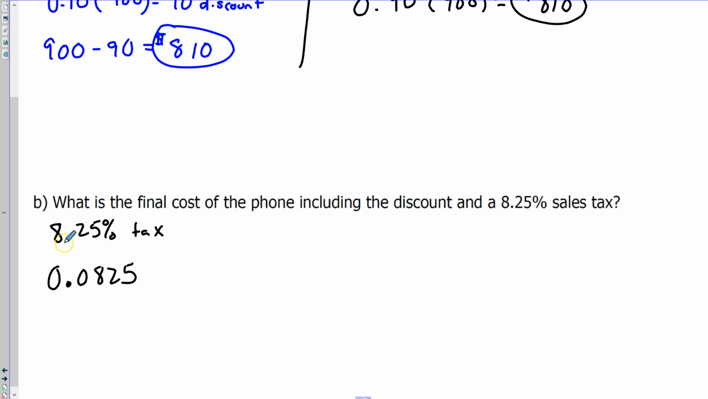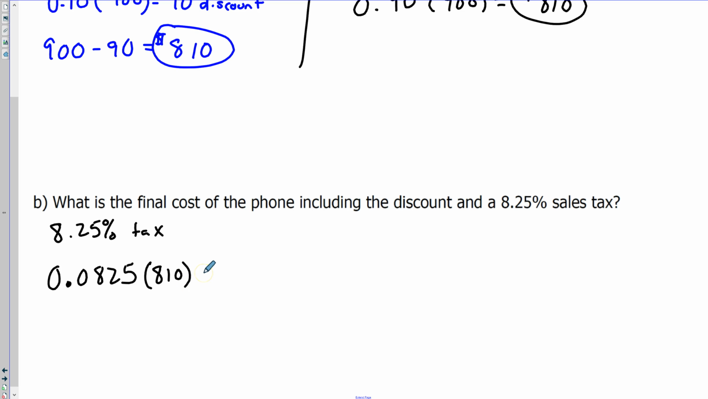If you weren't sure how you got that, again, just take your percentage number and divide by 100. So 8.25 divided by 100 gets us that decimal value, times our total. Now the total I'm calculating our sales tax on is not the original 900, right? We got a discount. Now the new price is 810.